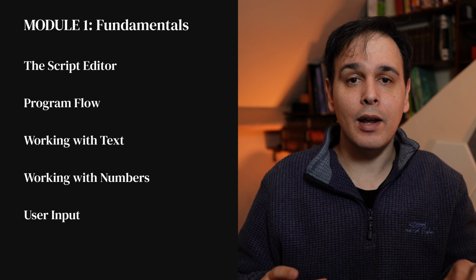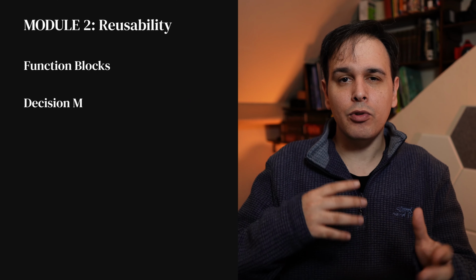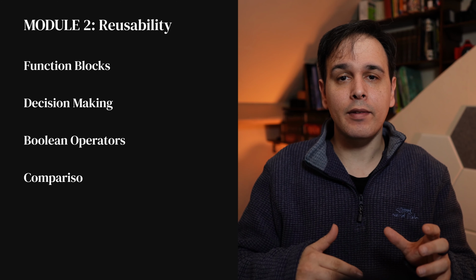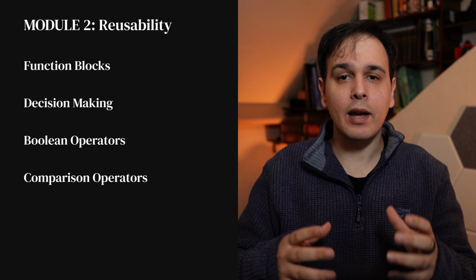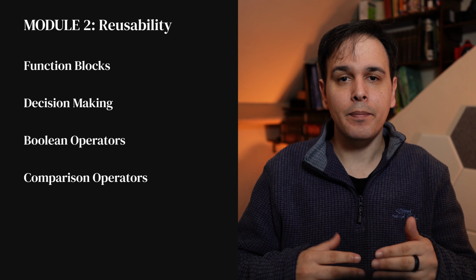Module 2 is about script management and making our code a bit neater and more organized by grouping related tasks into reusable blocks. We'll also see how to add rules to our scripts so that it can do some decision making and branch off depending on the input that it's given. And I'll show you how we can check if values are true or false and compare different values to each other.